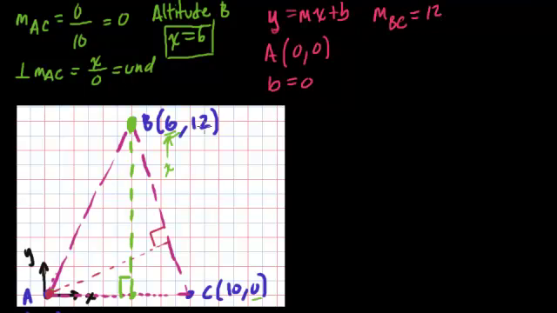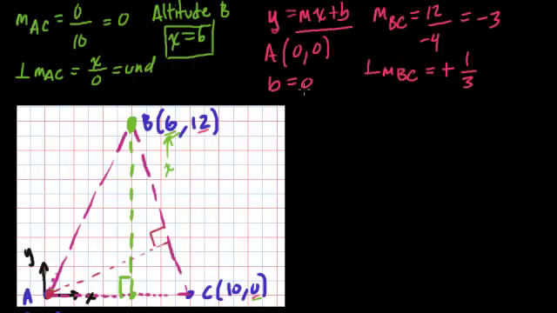So delta y is 12 minus 0, or 12, over 6 minus 10. 6 minus 10 is negative 4. So the slope of BC is negative 3. But the perpendicular bisector has a perpendicular slope to BC. It's the negative reciprocal. So we're taking the negative of negative 3. Well, negative of a negative is a positive. It's not 3 over 1, it's 1 over 3. So the slope of this line is 1/3.